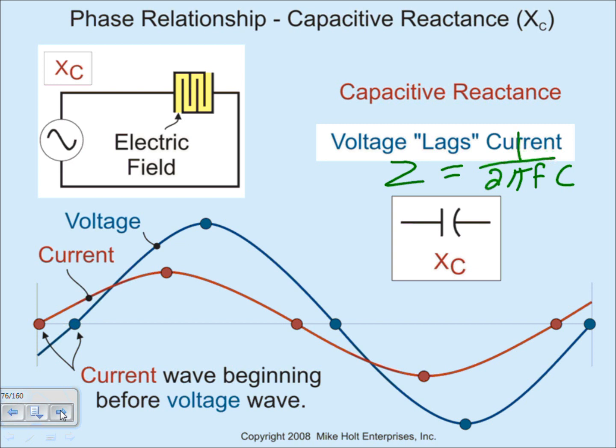Is lagging 80% better than leading 80%? Anybody know what happens if the current leads the voltage? If the current leads the voltage by 80%, you know what happens to the voltage here? You plug in here, and instead of getting 120, you get 150. Bad news. You burn equipment.